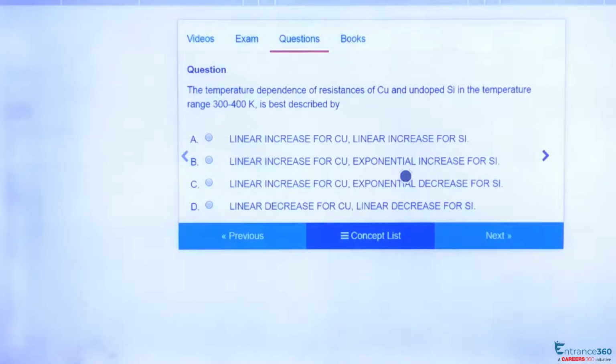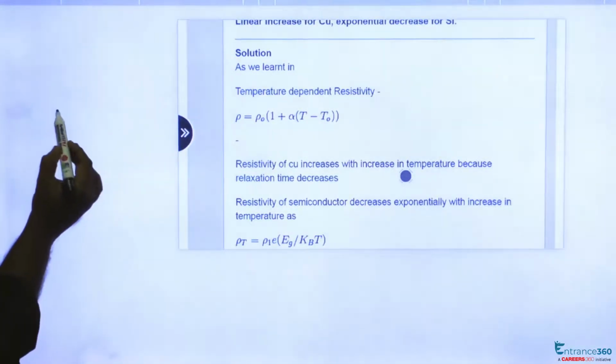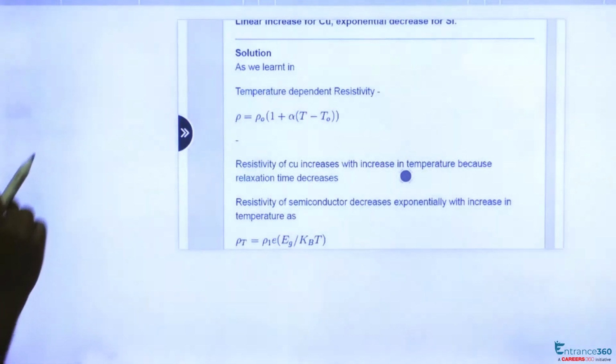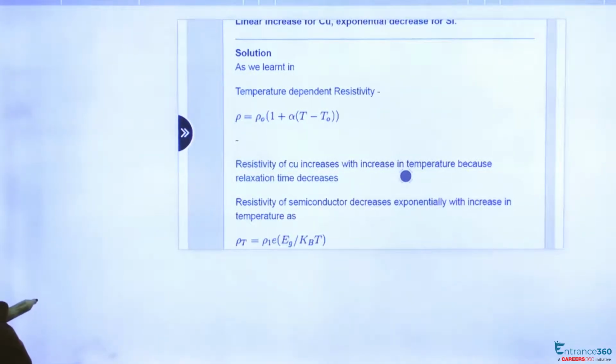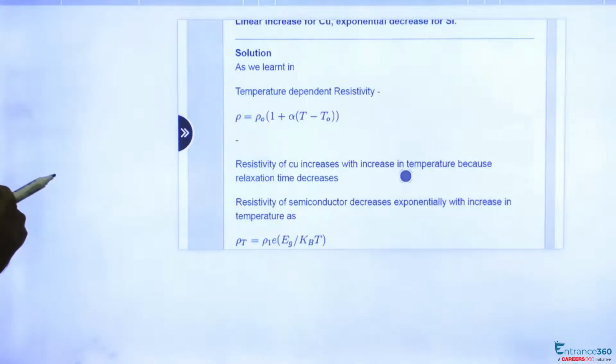So we know that semiconductors have a negative temperature coefficient of resistance and conductors have a positive temperature coefficient of resistance. So as temperature increases, the resistance also increases for a conductor, but in the case of a semiconductor, as temperature increases, resistance decreases.